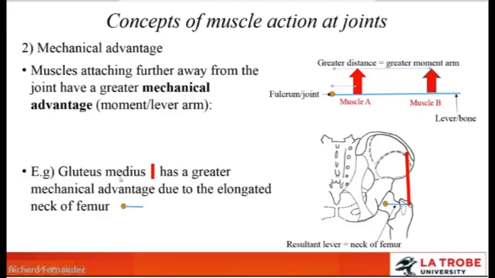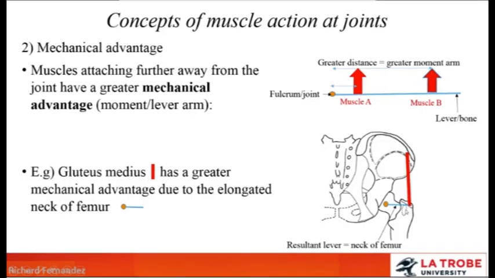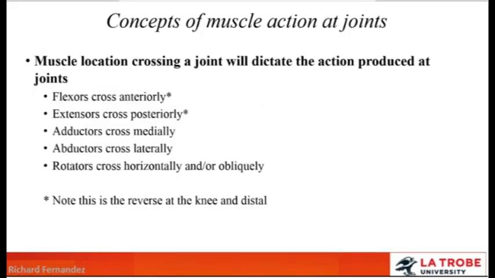Down here we can see a good example of gluteus medius indicated in red. Because it's inserting here near the end of the femoral neck, depicted by this blue lever, it would have a greater mechanical advantage than if it was inserting anywhere along this lever closer to the joint. We should appreciate that when muscles cross a joint, their location relative to the joint will dictate the movement possible. For example, flexors cross joints anteriorly, extensors cross joints posteriorly, adductors cross joints medially, and abductors cross joints laterally.